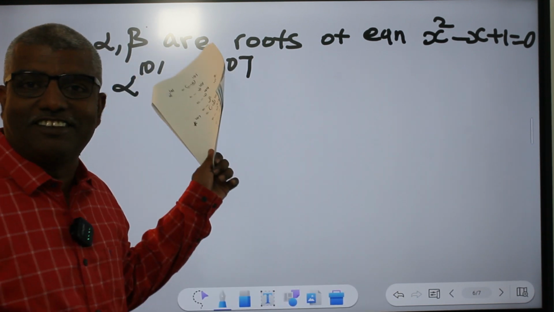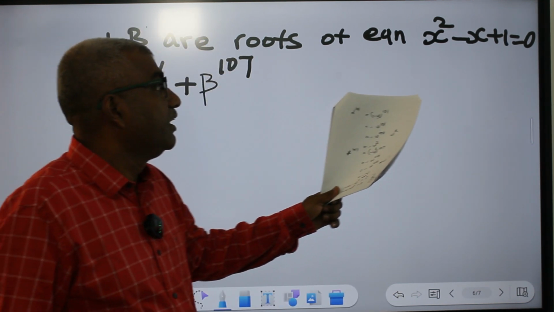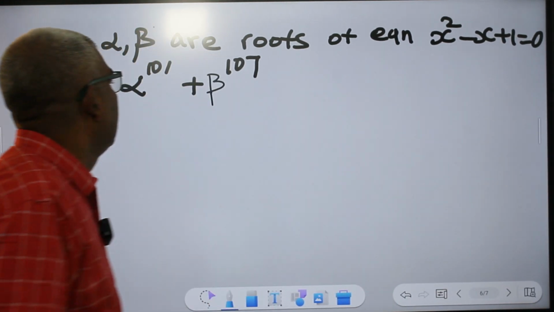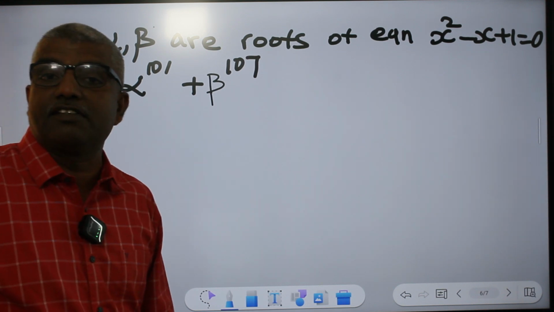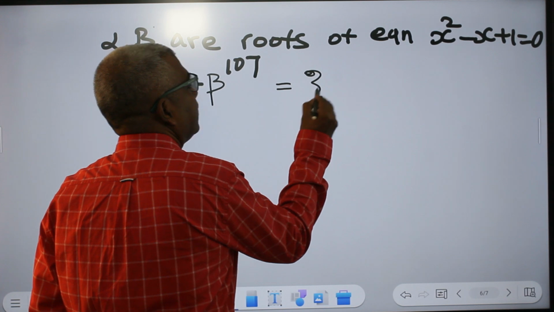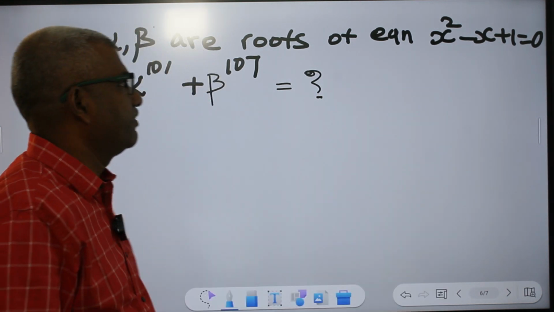Look at the next question. If alpha and beta are the roots of the equation x squared minus x plus 1 equal to 0, find the value of alpha power 101 plus beta power 107. This is the question, a JEE Maths past paper question, year 2016 or 17.